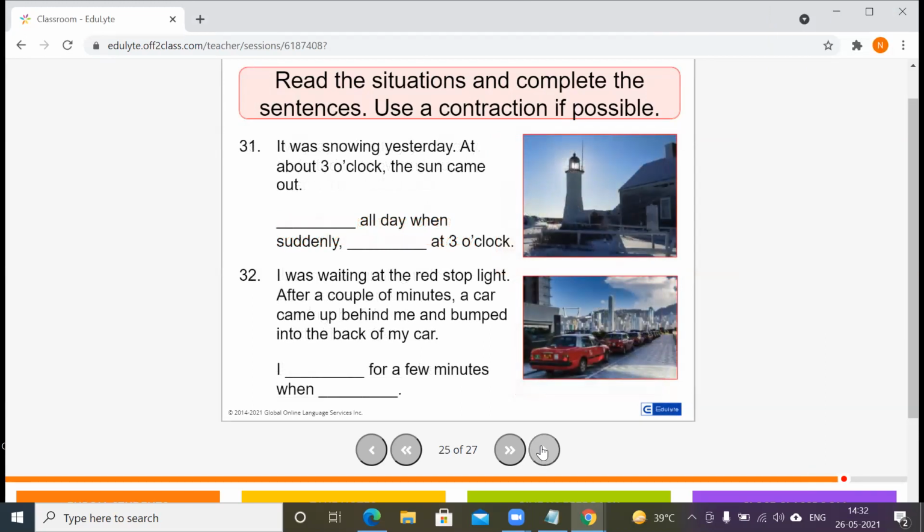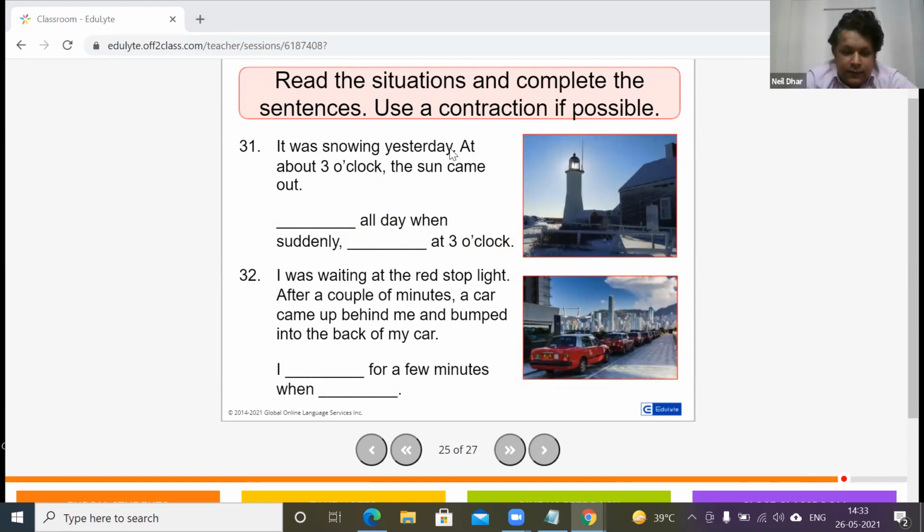Read the situations and complete the sentences. Use a contraction if possible. It was snowing yesterday at about 3 o'clock. The sun came out. It was raining all day when suddenly the sun came out at 3 o'clock.